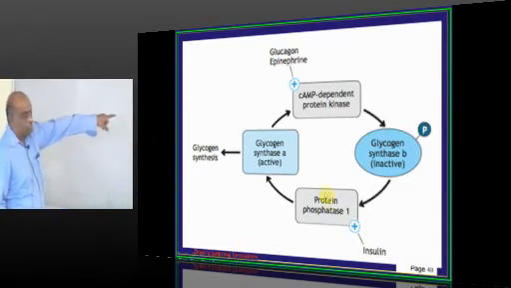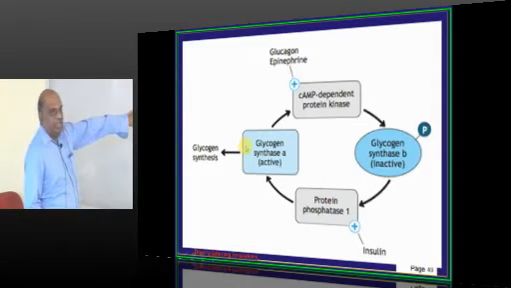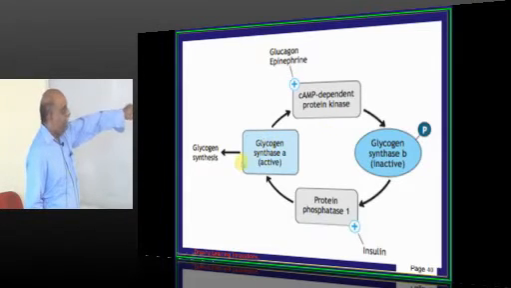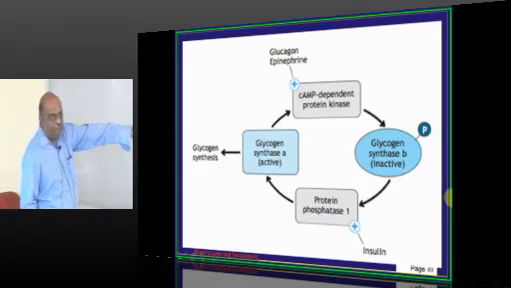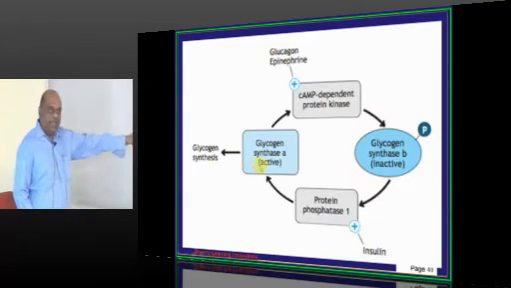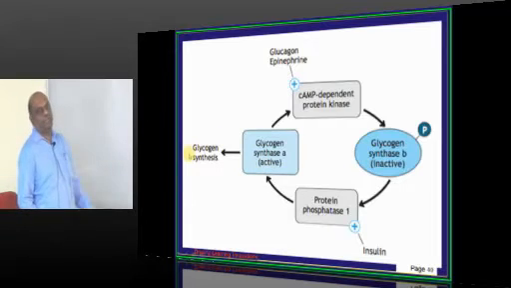Insulin will stimulate protein phosphatase 1, which will convert the phosphorylated glycogen synthase B into the dephosphorylated form. Dephosphorylated form is the active form, phosphorylated form is the inactive form, of the glycogen synthase enzyme. So this glycogen synthase A, which is dephosphorylated, will in turn lead to glycogen synthesis because it is an active form.